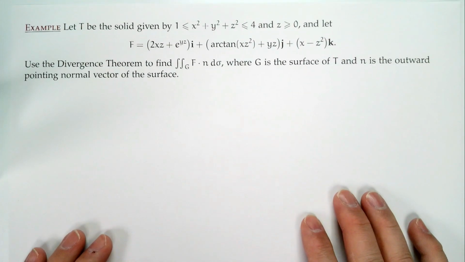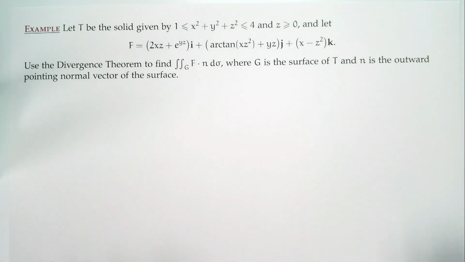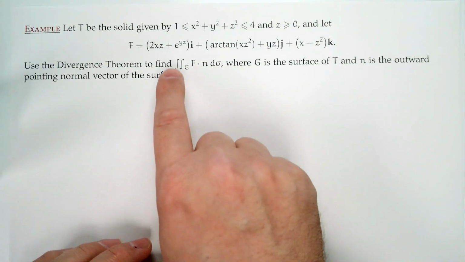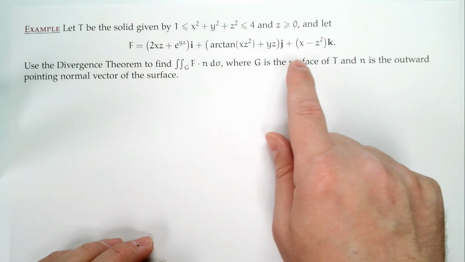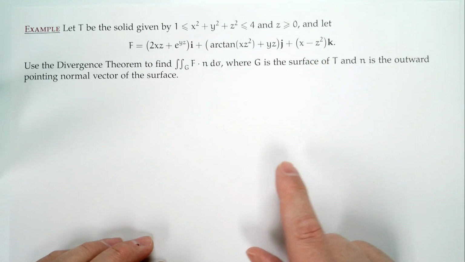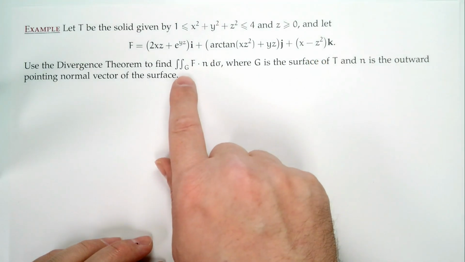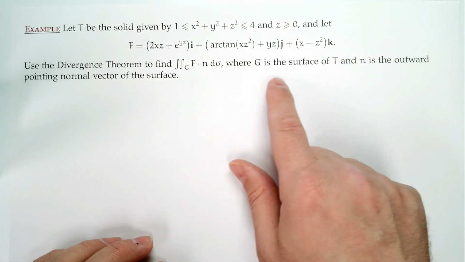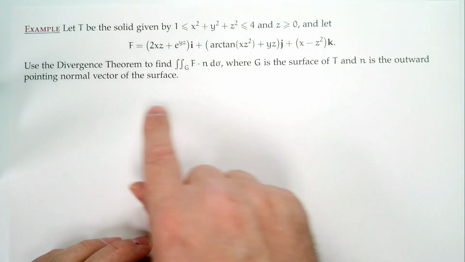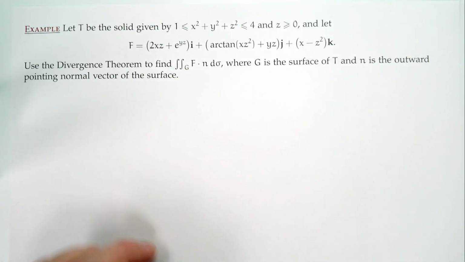So, let T be the solid given by 1 less than or equal to x squared plus y squared plus z squared less than or equal to 4, and z greater than or equal to 0. And let F equal 2xz plus e to the yz i, plus arctangent of xz squared plus yz j, plus x minus z squared k. Use the divergence theorem to find the integral over G of F dot n d sigma, where G is the surface of T and n is the outward normal vector of the surface.